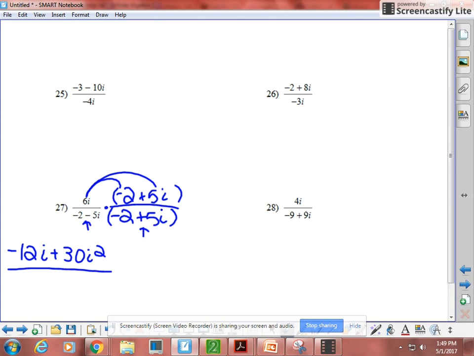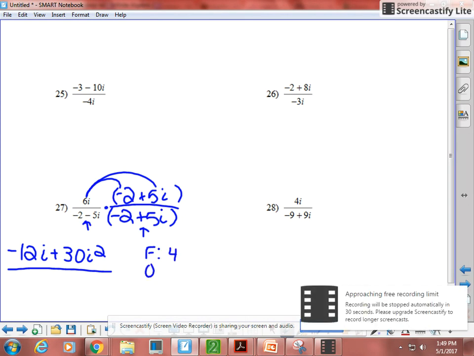The bottom I actually have to FOIL. So my first is going to be a positive 4 from here. My outer is going to be a negative 10i. Inner is going to be a positive 10i. And my last is going to be a negative 25i squared. So I'm running out of time and this is going to cut off, so I'm going to have to make another one. So just hang tight and let me redo that.